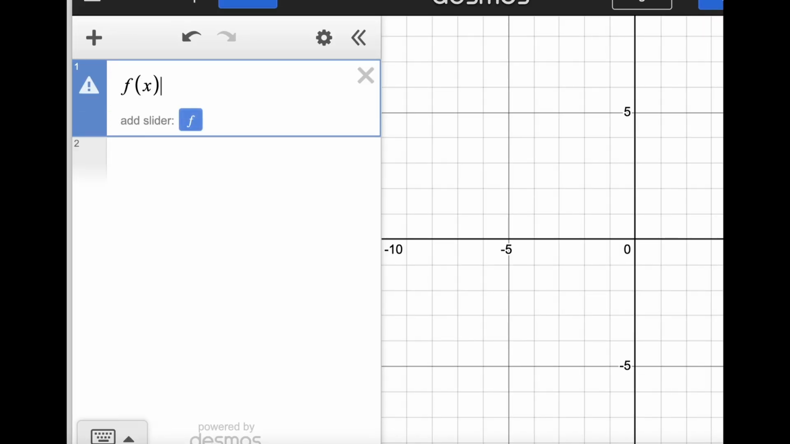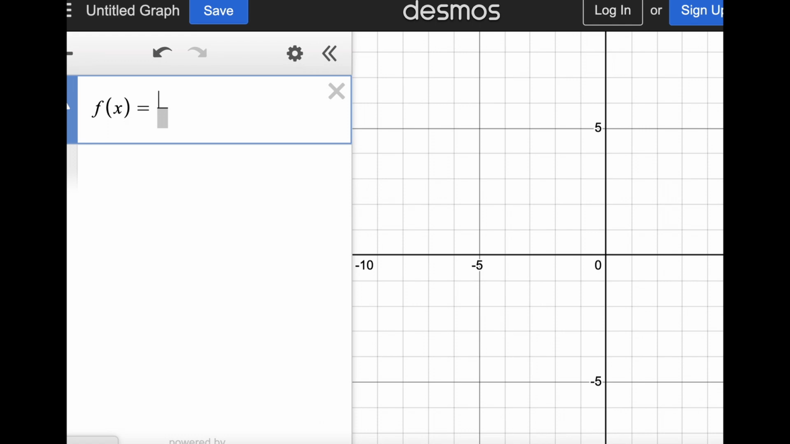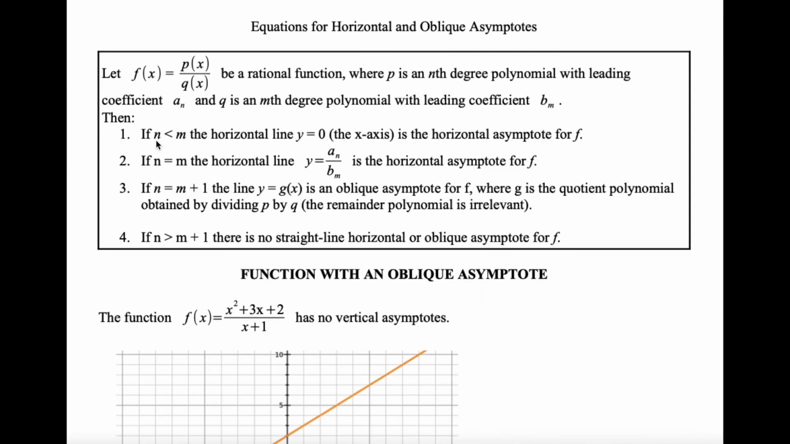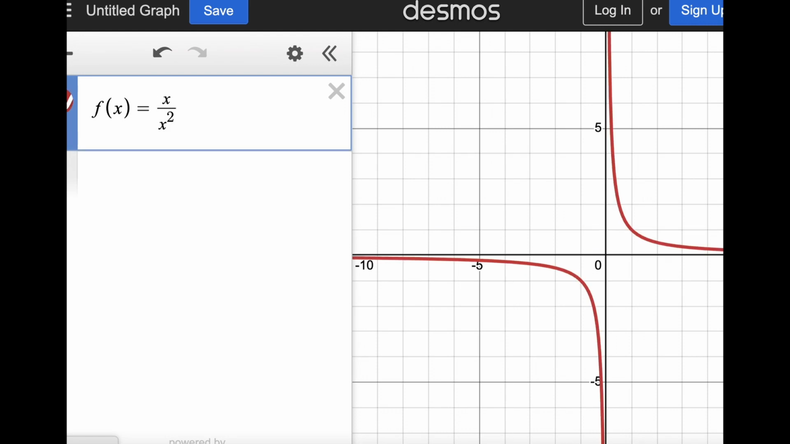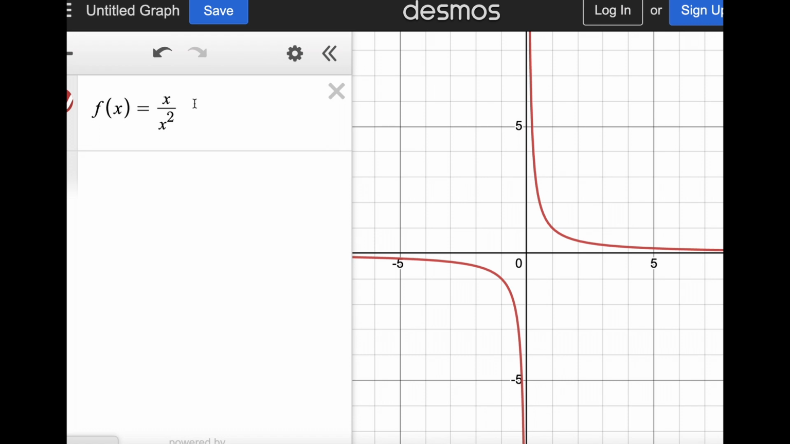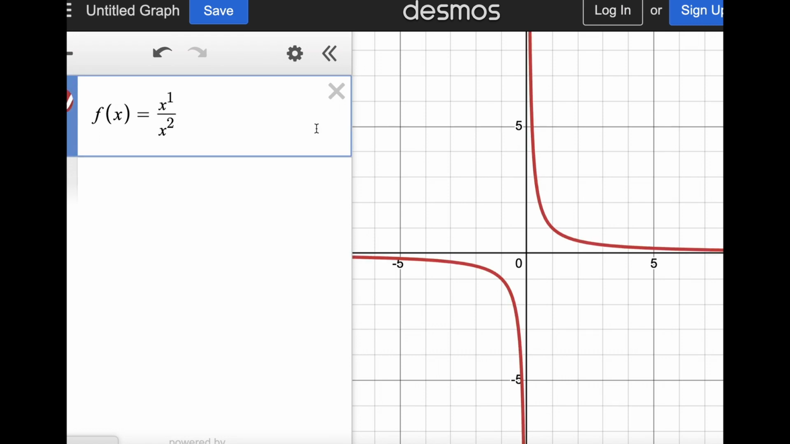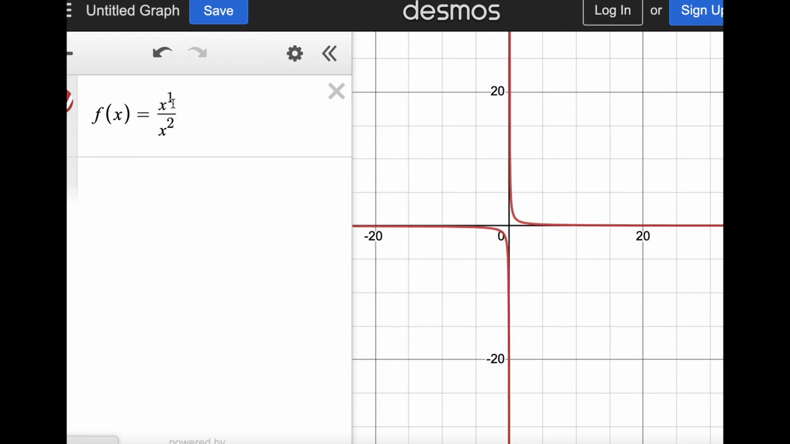So let's do f of x. We're looking for something where the degree of the numerator is less than the degree of the denominator. So I'll come up with a rational function that meets those criteria. We could have something like x over x squared, where the degree of the numerator is less than the degree of the denominator, of course, because the degree of the numerator is just 1, and the degree of the denominator is 2. Let's see if we try x squared over x cubed.